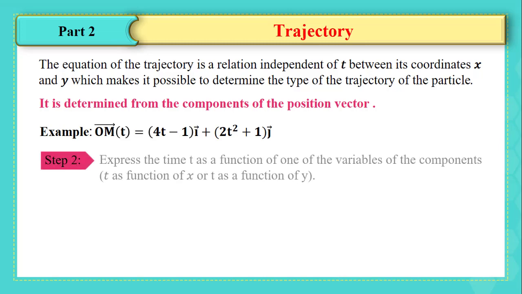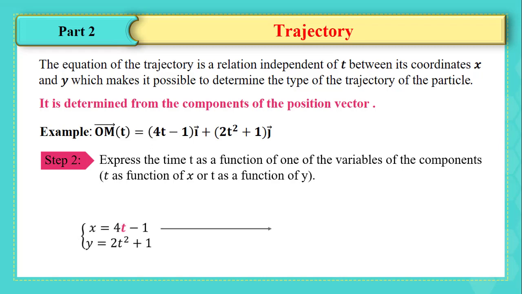Step number 2. Express the time t as a function of one of the variables of the components. That means time as a function of x or time as a function of y. In this example, we've expressed time as a function of x. From the first equation, we can find that 4t equals x plus 1, and then t equals (x plus 1) divided by 4.